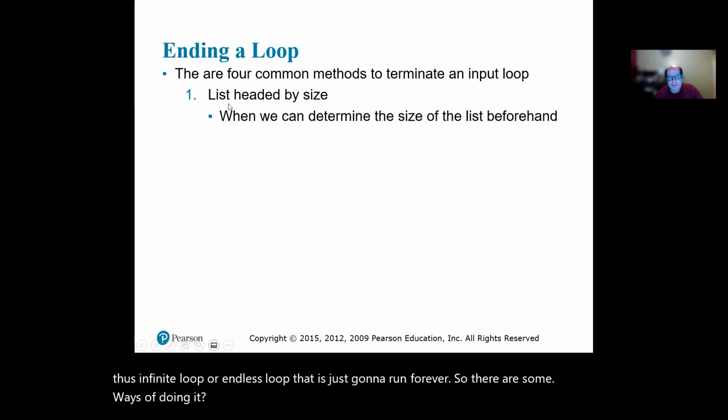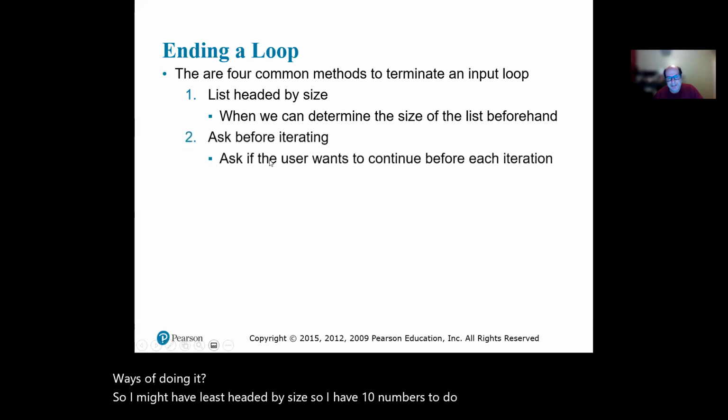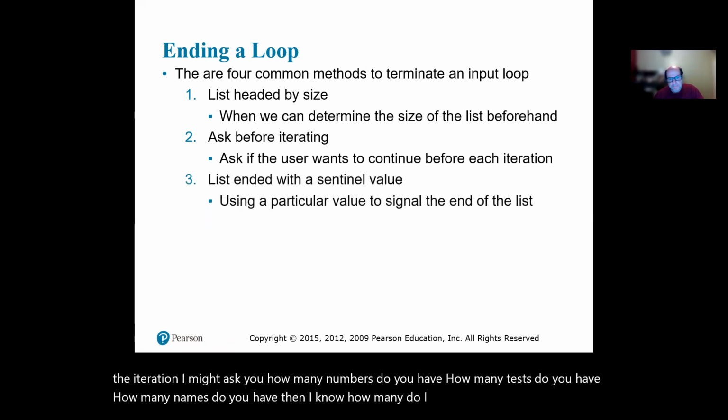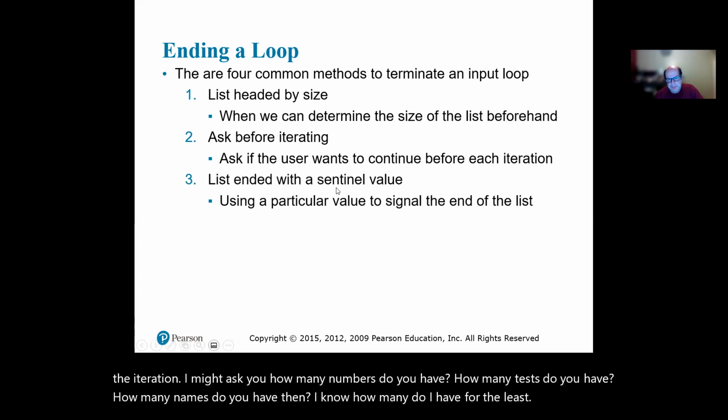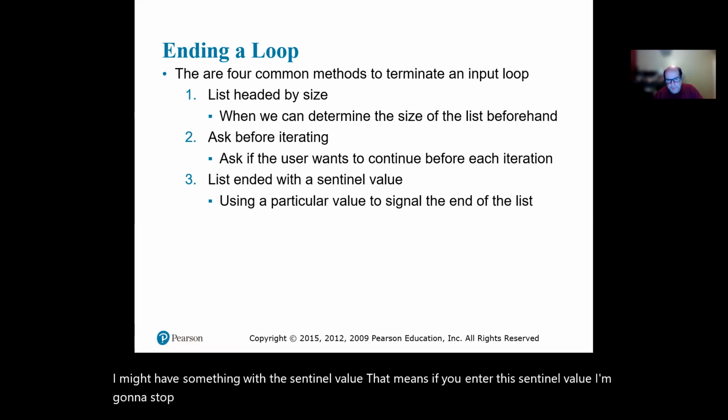So I might have a list headed by size. So I have 10 numbers to do or so. I might ask before the iteration, how many numbers do you have, how many tests do you have, how many names do you have. Then I know how many I have for the list. I might have something with the sentinel value. That means if you enter this sentinel value, I'm going to stop. These are all about stopping.